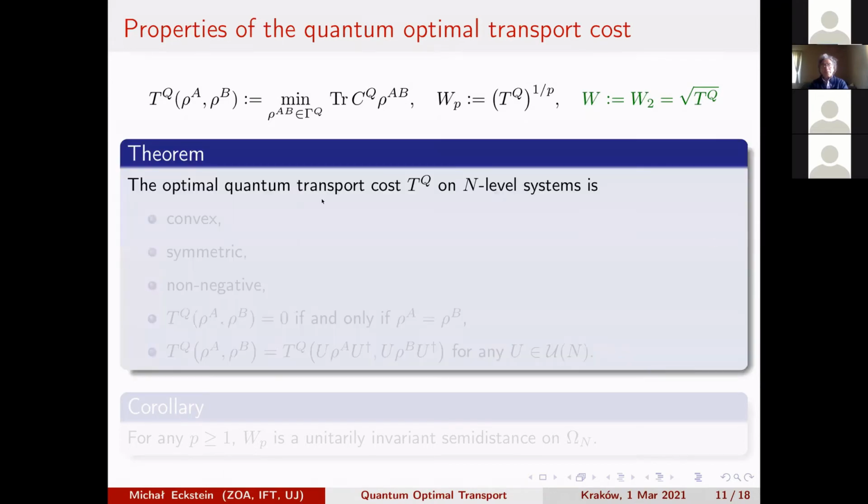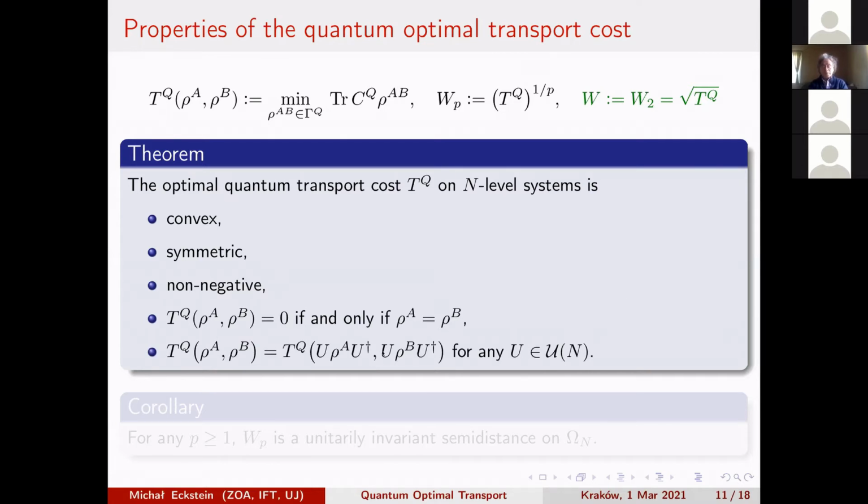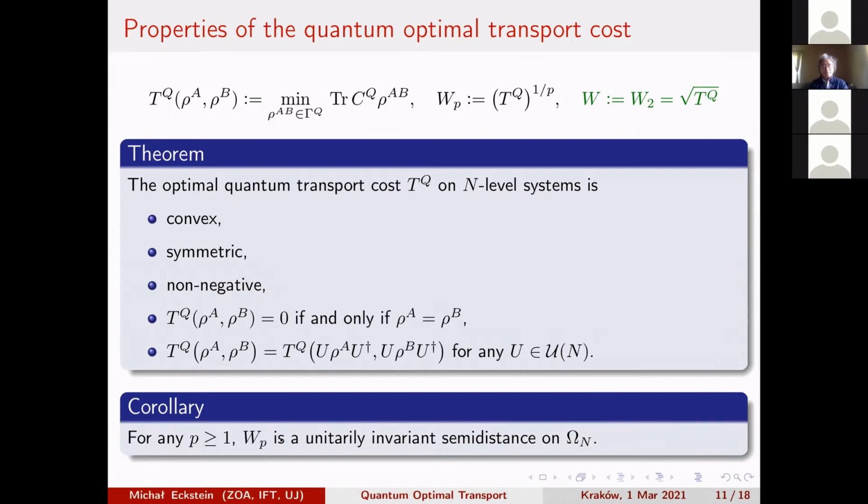So the first result: if you have this optimal quantum transport cost on an N-level system, for any N, this function is convex, symmetric, non-negative, it vanishes if and only if the states are equal, and it is unitarily invariant. If you take any unitary, you get this equality. An immediate corollary of that is that these functions, these WPs, are unitarily invariant semi-distances on the set of states Omega_N for any N and for any p.